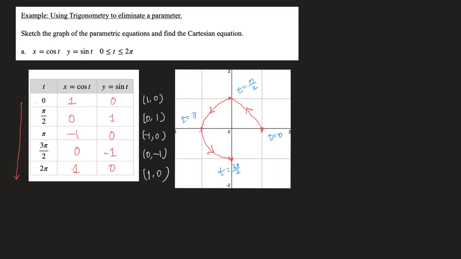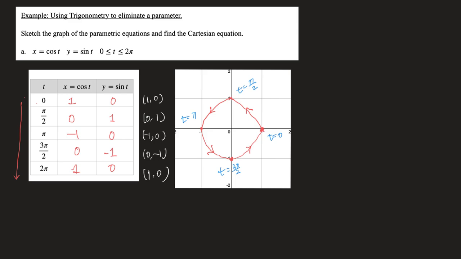So go back to here. So you're gonna sketch the right here. That's the parametric equation for this. That's the curve for the parametric equation. So you see the direction. This is the initial point, going counterclockwise, and it comes back where it stopped.